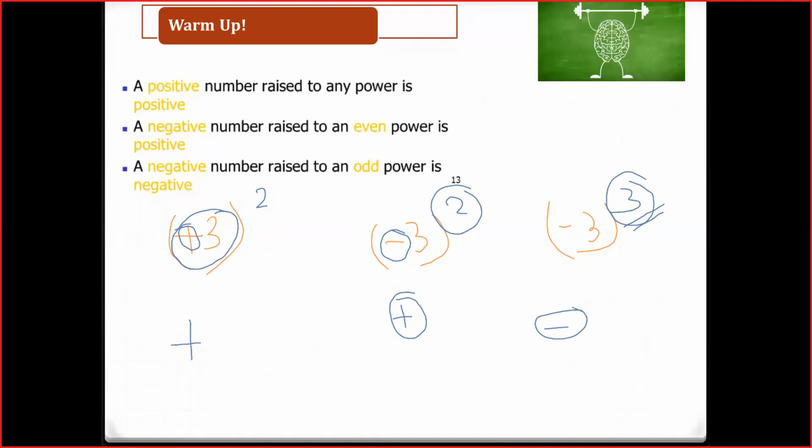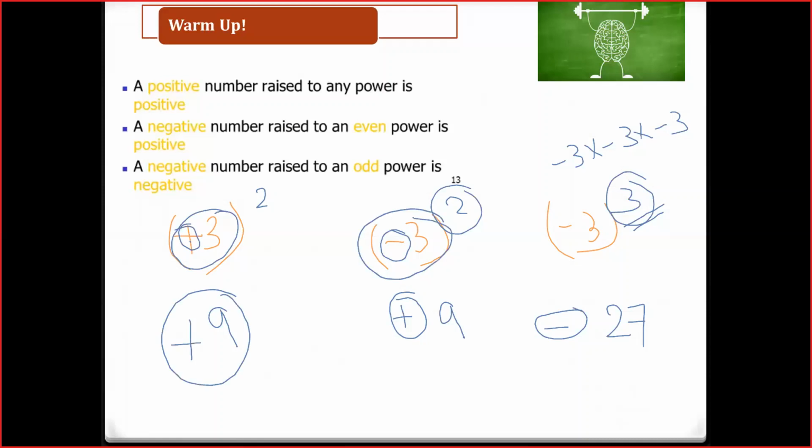Look here now, 3 squared is 9. Negative 3 multiplied by negative 3 is also 9. And negative 3 cubed means negative 3 multiplied by negative 3 multiplied by negative 3, which is negative 27. So, positive to any power is positive, but if it is negative, I want to check the exponent. If the exponent is odd, the answer is negative. And if the exponent is even, the answer is positive.